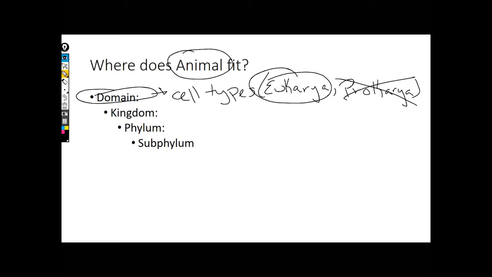All right, well, that leads us to the next step, which is kingdom. So that's where we're going to go down. Too early for that kind of thing to be happening. So this is where we're going to put our animal.